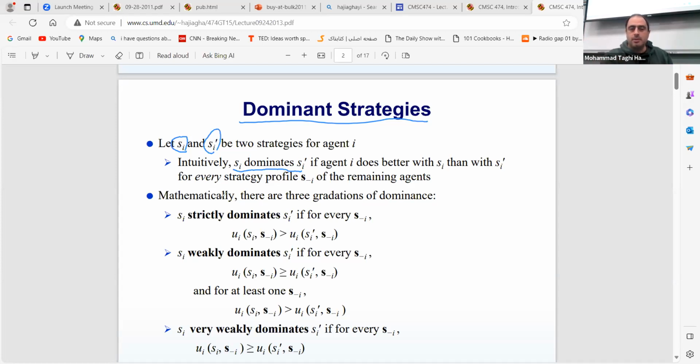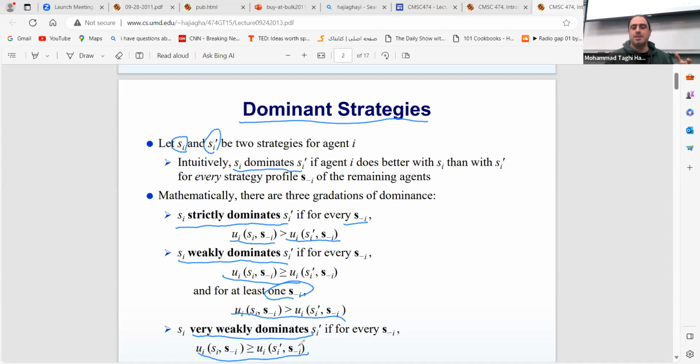Mathematically, these are the three versions of that. We always talk about strictly versus weakly, or here, even very weakly. We say Si strictly dominates S prime i if for every S minus i, the utility that agent i gets playing Si is greater than the utility that agent i gets playing S prime i. We say it weakly dominates if it is always greater than or equal, and for at least one S minus i, you get strictly greater. And finally, we say it very weakly dominates if it is just greater than or equal.